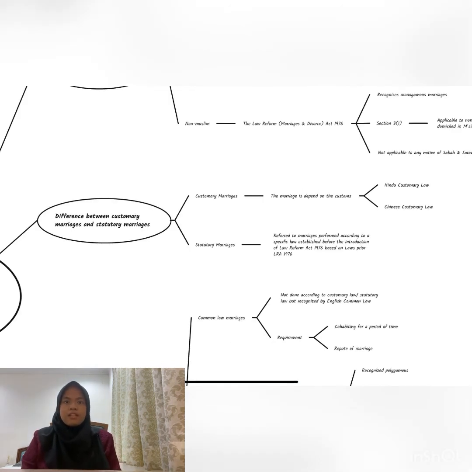The third and last main point is the difference between customary marriage and statutory marriage. For customary marriage, the marriage is dependent on the custom, which is Hindu customary law and Chinese customary law, while statutory marriage refers to marriage performed according to a specific law established before the introduction of Law Reform Act 1976.